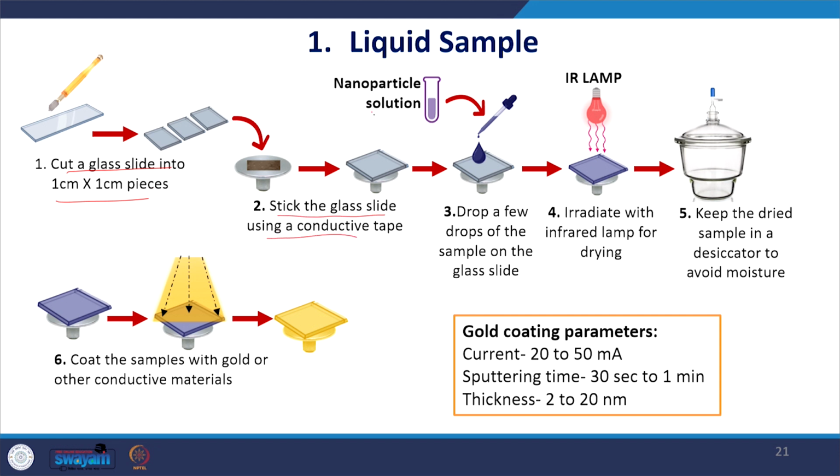You can add the nanoparticle solution on the top of that. You can add a few drops of the sample on the glass slide, irradiate the sample under the infrared lamp for drying it. Once the sample is dried, keep the dried sample in a desiccator to avoid the moisture. Then coat the sample with gold or other conductive materials to get the better image. And these are the gold coating parameters. We have to maintain these parameters to get the better quality images.